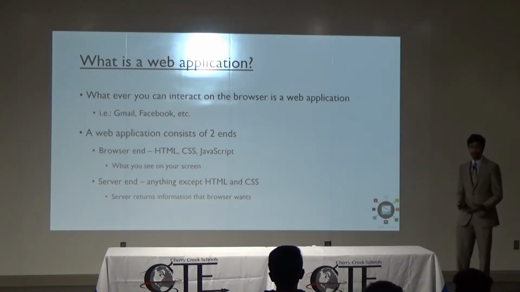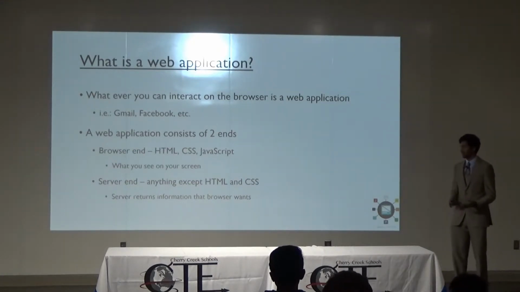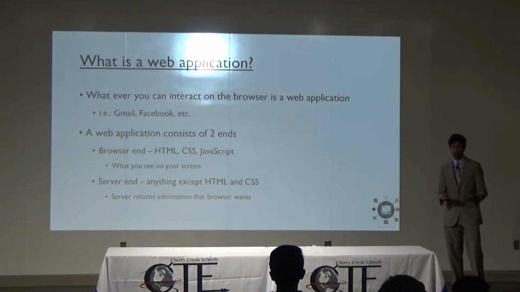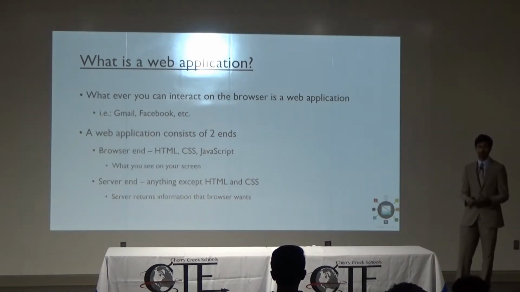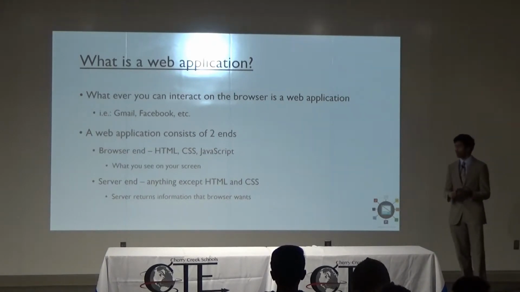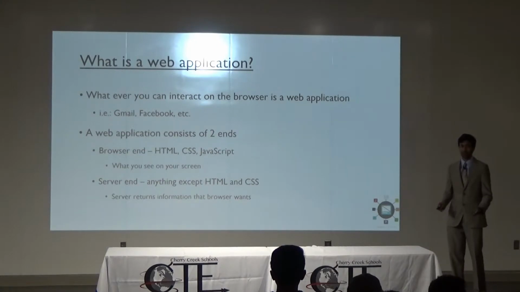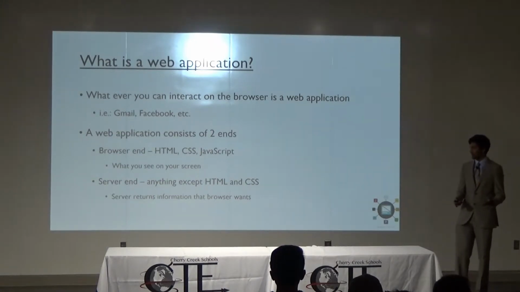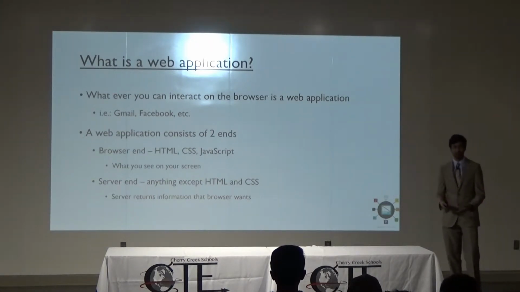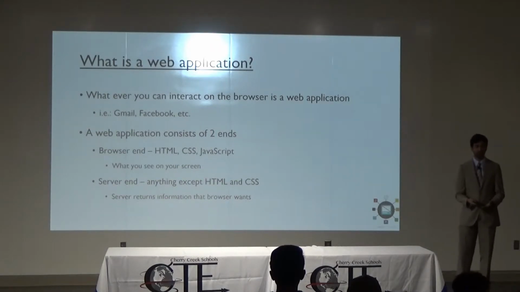Well, there are two ends to these. There's a browser end and there's a server end. The browser end is where all the user interface stuff is, like what you see on the screen, all the HTML code, all the CSS, all the JavaScript code. Those are all the UI and the front end aspects. The server end is where all the background work is happening.